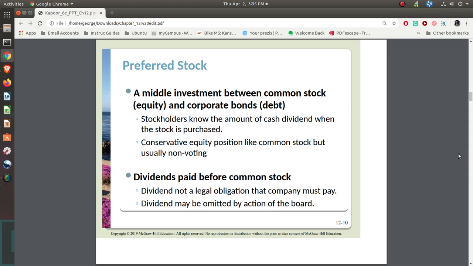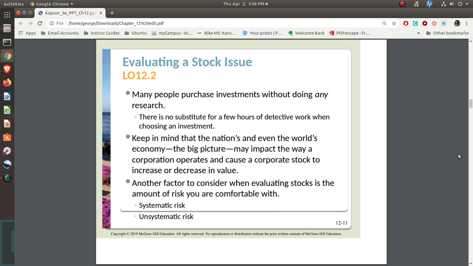If a company declares that they're going into receivership, what happens is the bondholders, the ones who hold the loans, will be paid first. Then, if there's any money left over, preferred stockholders will be paid. Then, if there's anything left after that, the common stockholders will be paid. Dividends don't have to be paid, but normally they are with preferred stock. And dividends will be paid to the preferred stockholders before any common stockholders.